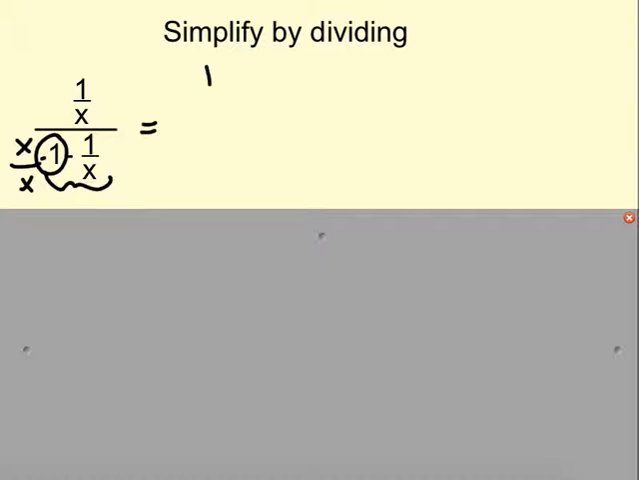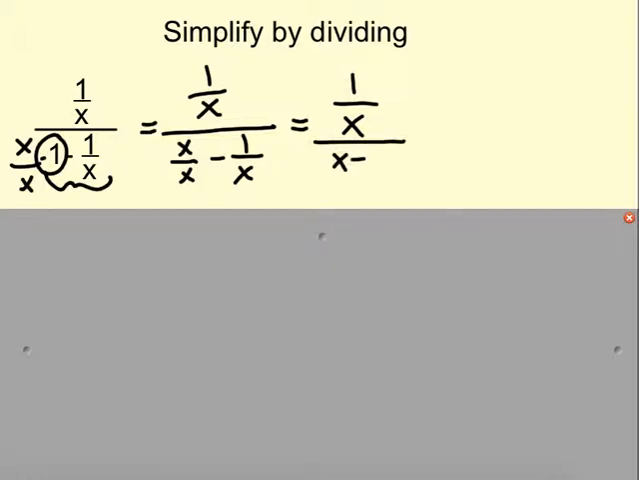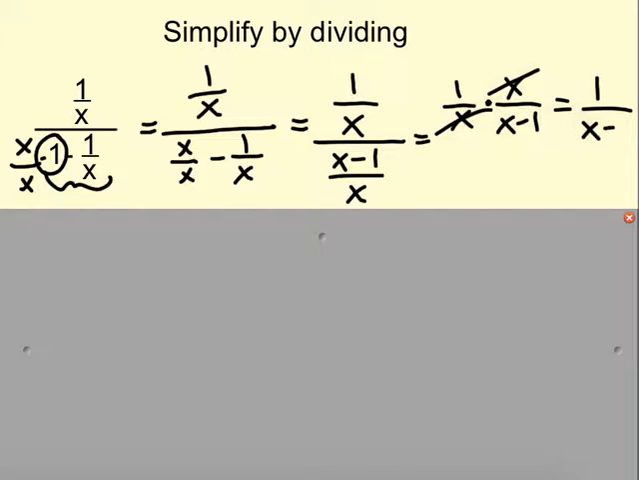So I end up with my same 1 over x over, well, I now have x over x, that's my 1, minus my same 1 over x. Now that these are common denominators, I can actually subtract them to get 1 over x divided by x minus 1 over x. Remember, you subtract the numerators but keep the denominator. So I can go ahead and copy down that 1 over x times the reciprocal, x over x minus 1, which means these x's can cancel out and I am left with 1 over x minus 1.